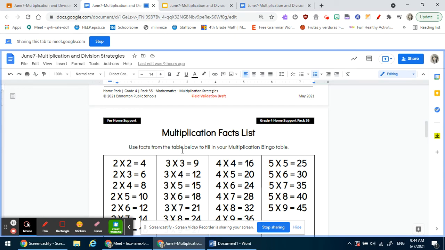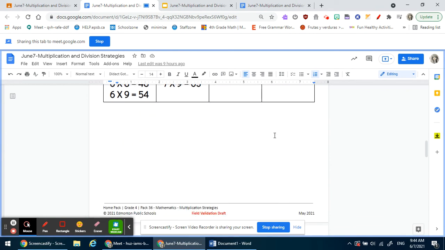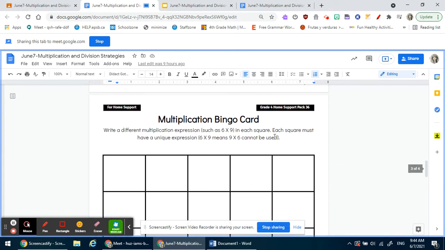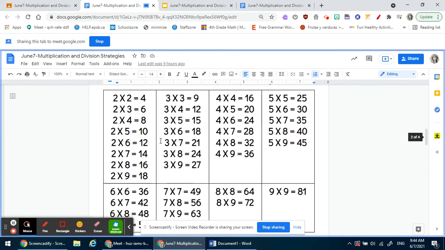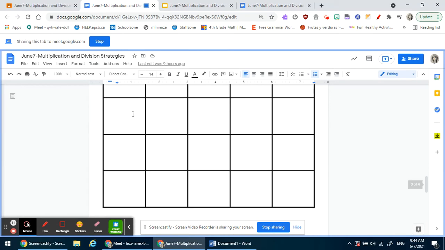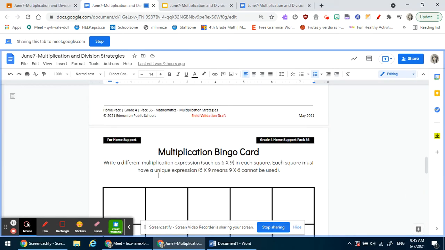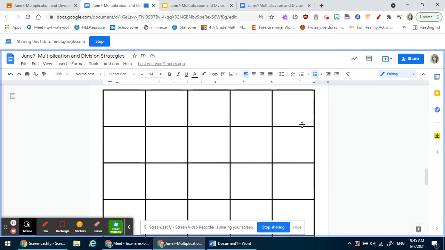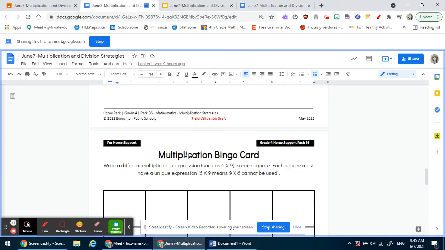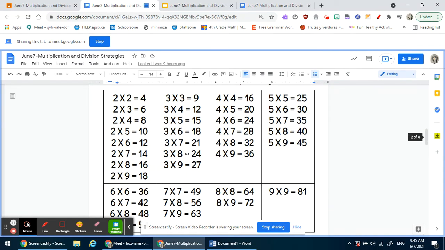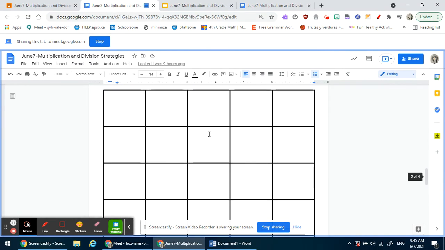And then use the table below to fill in your bingo table. So you have all of your multiplication table in here, and you write different multiplication expressions. Each square must express a different one. So just play the bingo. I would just choose random ones and then put them here. And if you have a unique expression, it cannot be reused. So I would just put different random ones in here, or you can even skip this because I think you'd have to be with me to play this game. So you can skip this.